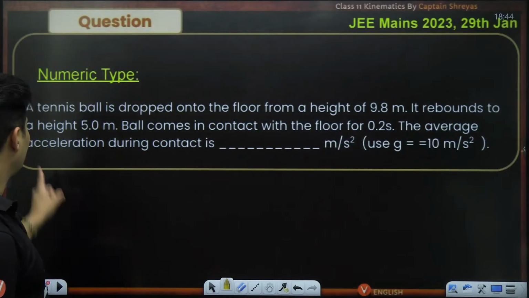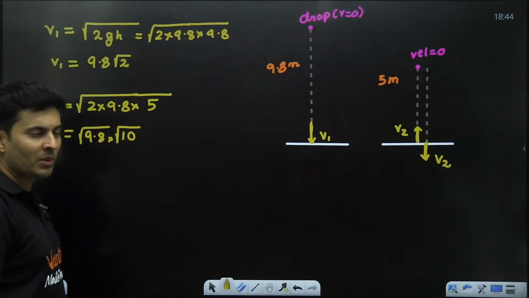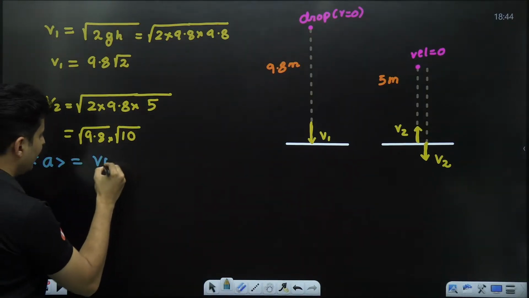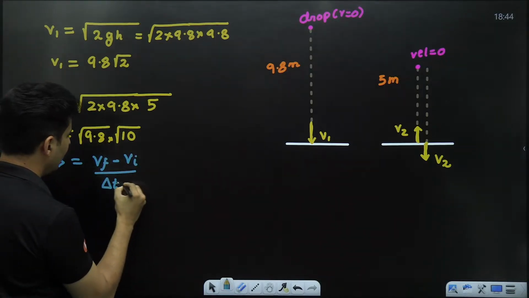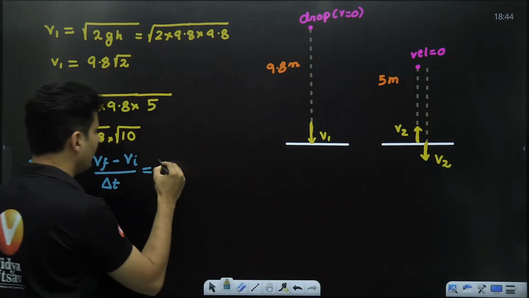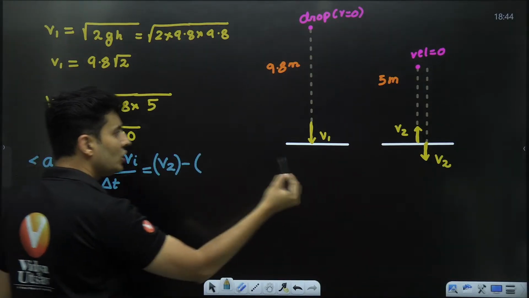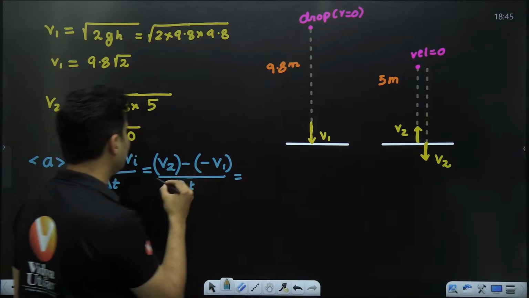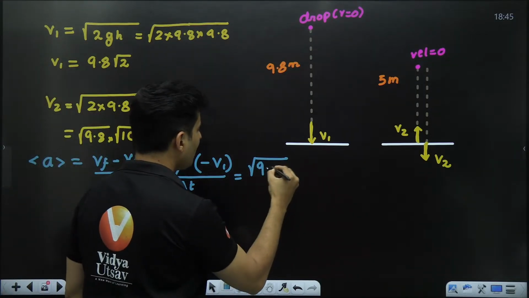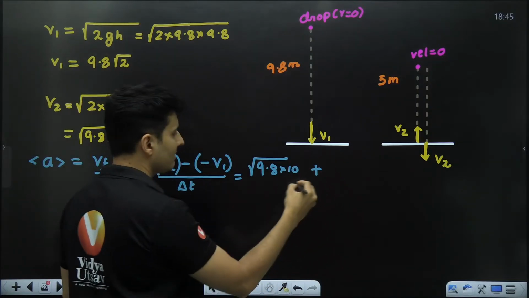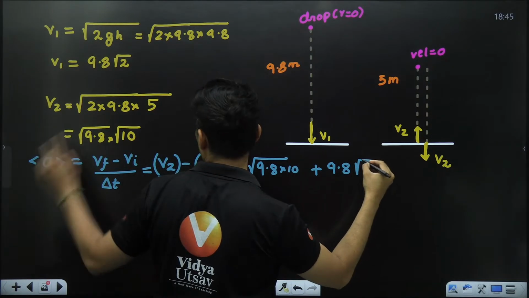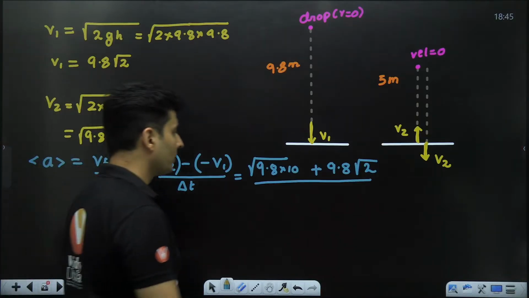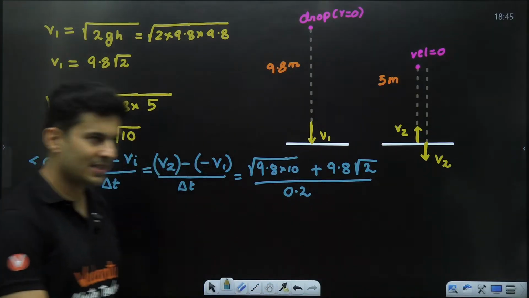Now read the question carefully. It says find the average acceleration during the contact. Average acceleration is nothing but final velocity minus initial velocity divided by the time interval. Here, the final velocity is nothing but v2. Initial velocity is not v1, rather it is negative v1, considering the direction. So v2 is root of 9.8 multiplied by 10, minus minus is plus, then you have 9.8 root 2, whole thing divided by the time interval, which is 0.2. Yes, this is what it is.